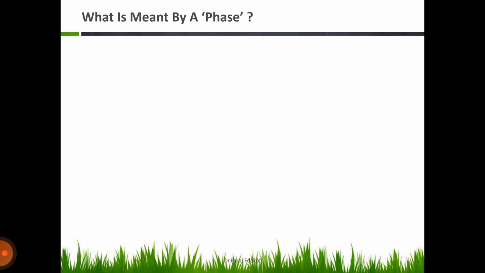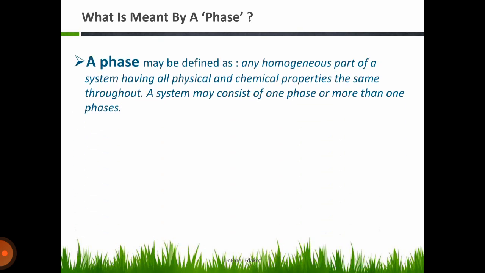We have just mentioned a particular rule, that is what we call the phase rule. In the phase rule there are three important terms: number 1, phase; number 2, component; and number 3, degrees of freedom. So the question is, what is a phase?